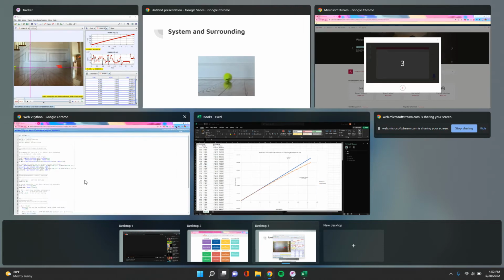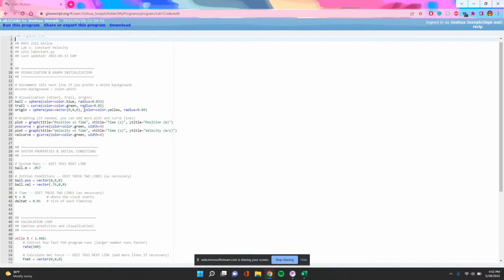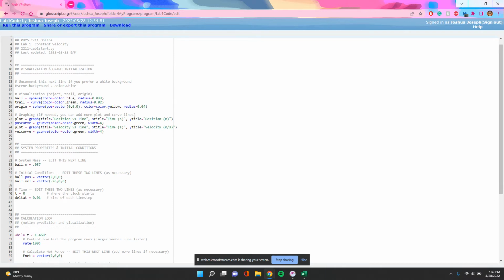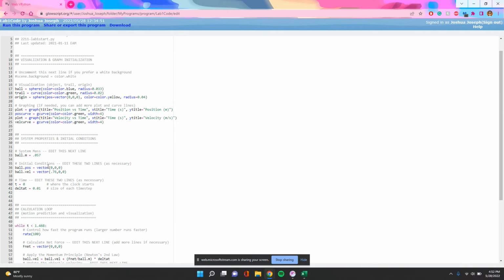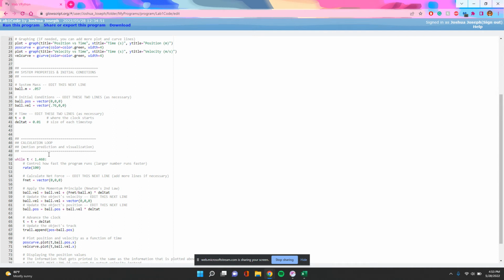Now let's look at the computational model. As we can see here, I adjusted the radius of the object to be the average radius of a tennis ball, as well as the mass to be the average mass of a tennis ball. The initial conditions of this lab would be that the ball started at the origin 0, 0, 0, and the initial velocity of the ball was 0.76 meters per second. Another thing I adjusted was the time to match the time frame of the video.